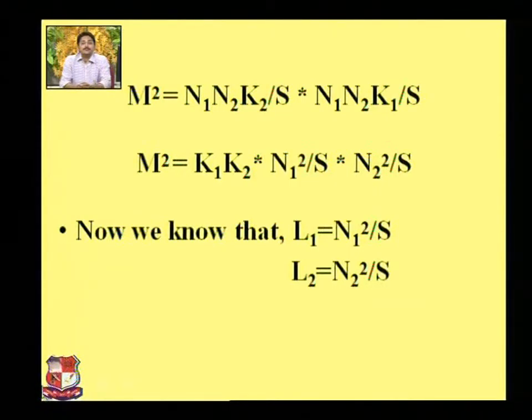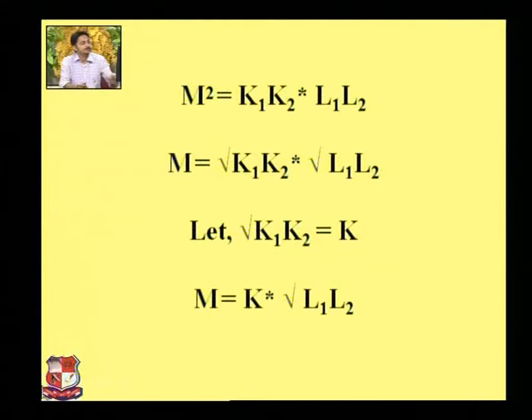So instead of n1 square by s and n2 square by s in the equation of m square, just substitute the value of L1 and L2. So we just get that m square equals k1 into k2 into L1 into L2, where L1 equals n1 square by s and L2 equals n2 square by s.